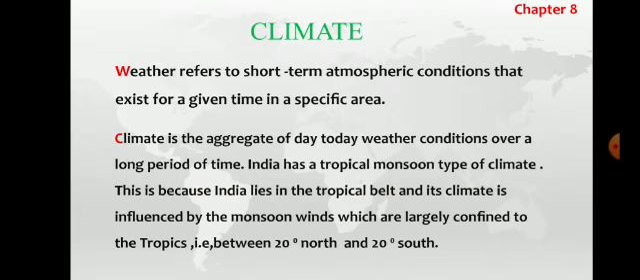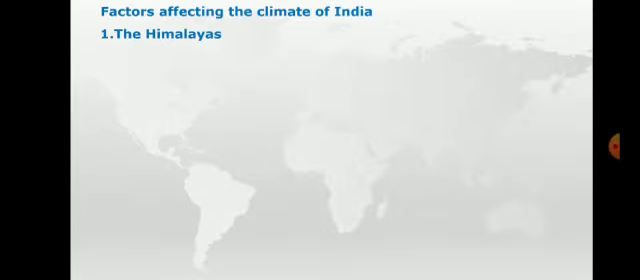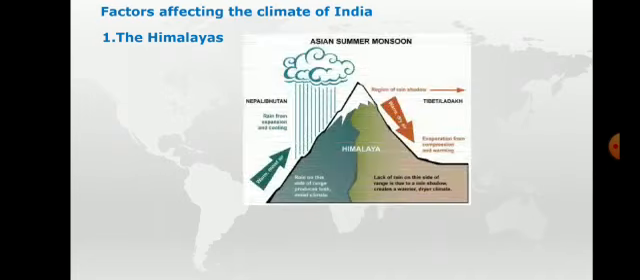So why is this happening? It is due to the various factors affecting the climate of India. We will see the factors affecting the climate of India one by one. First one we will see is the Himalayas. Where are the Himalayas? The Himalayas are on the top of India, stretching from Kashmir to the northeast, isn't it?